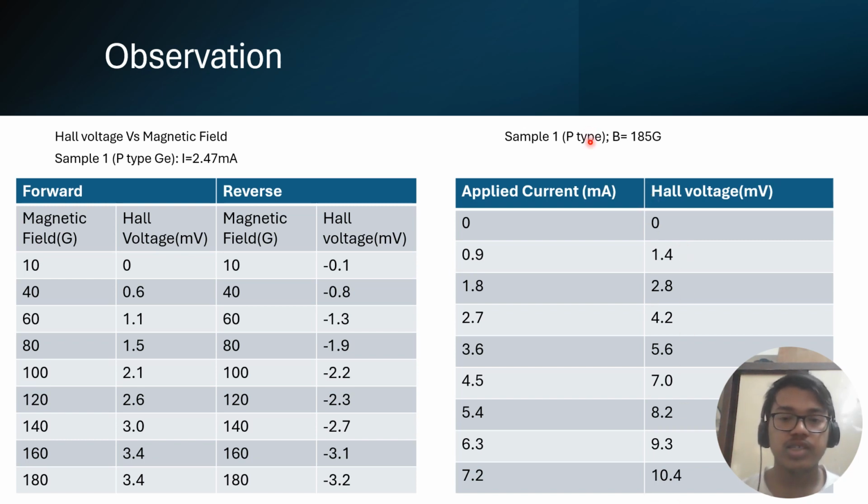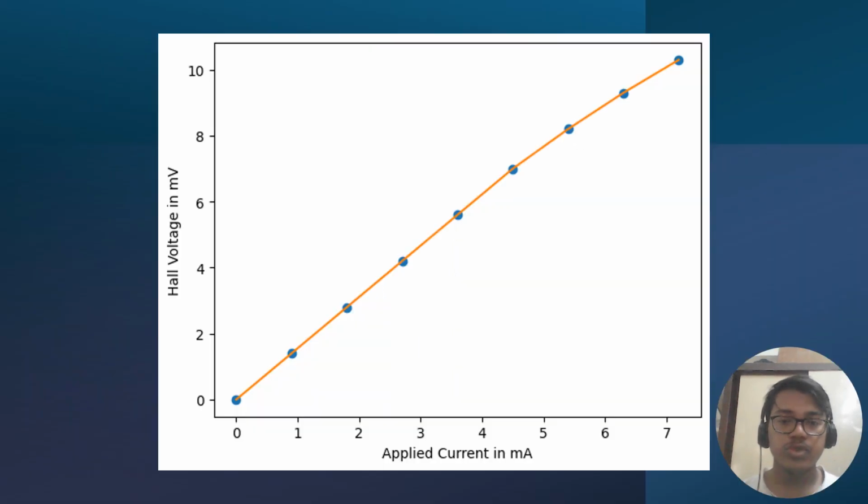We have done this for one sample, that is the p-type germanium. You can do exactly the same thing for the n-type also. And we have here kept a constant magnetic field of 185 Gauss. Now if we plot the applied current versus the Hall voltage, we can see a very good linear variation between these two. And from this curve, we can measure the slope of the V-I curve, which will be required to calculate the Hall coefficient.